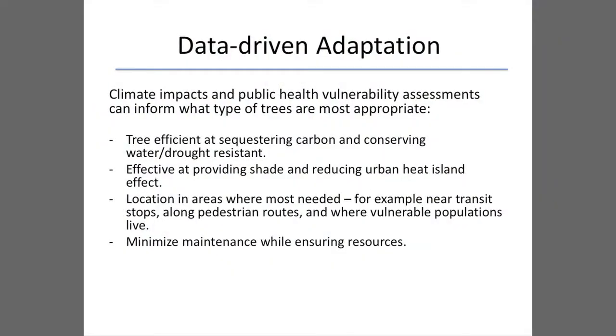And then in general, climate change will exacerbate some existing conditions. We're already resource strapped, and so it's going to be important to continuously be more efficient with our limited resources. So thinking about what trees will minimize maintenance needs while ensuring resources into the future. So with that, I'm going to now kick off the discussion portion.